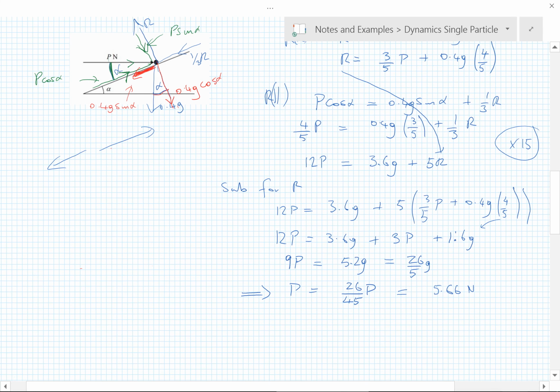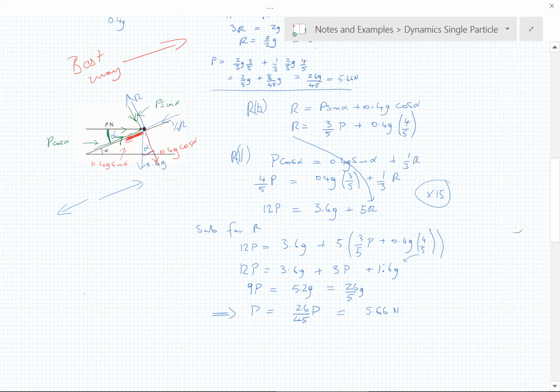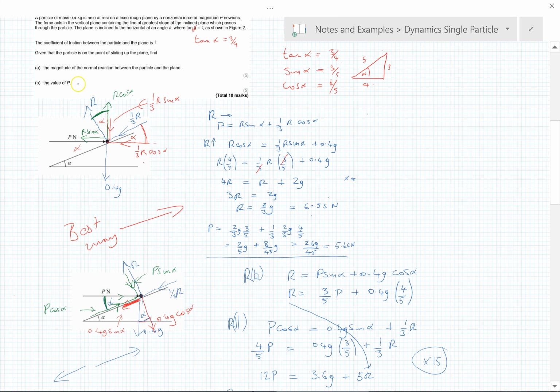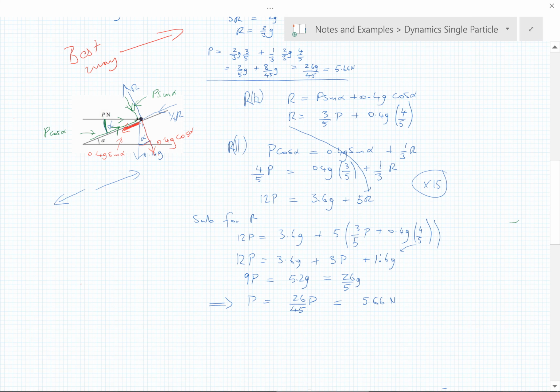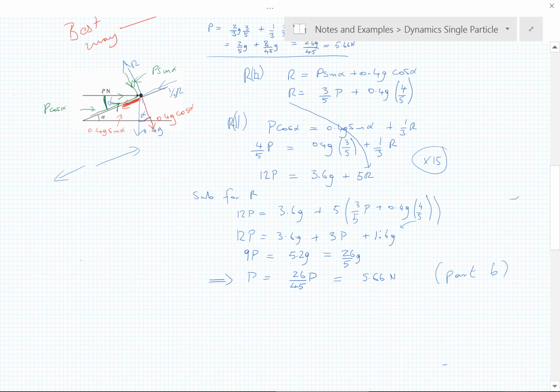What we notice here is, because of the way we've gone about it, clearly the examiners anticipated doing it the way we did it before in the previous video, horizontally and vertically, because we've actually answered part B before part A. And so now we can go and substitute our value of P back into this formula here to work out R.